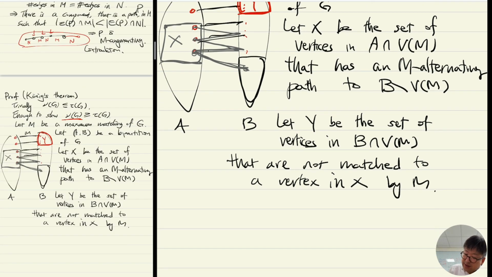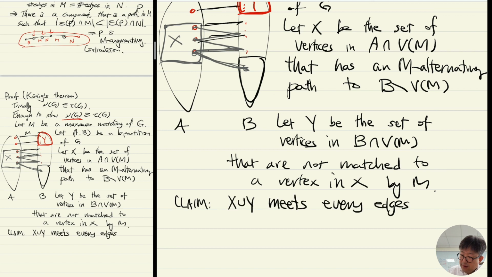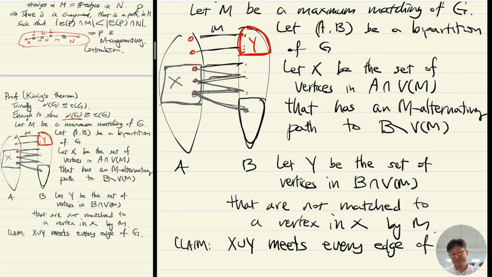All right, so what's the claim? I claim that X union Y meets every edge of G. So why is this the case? Let me argue a little bit. We are covering this set together with that set, right? Are there any edges left over?